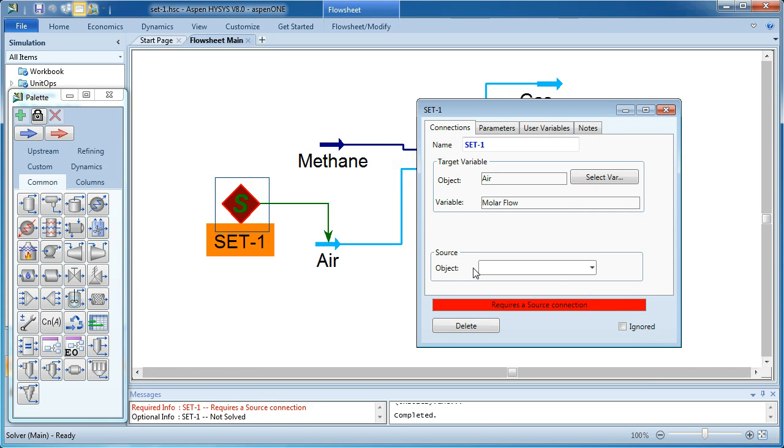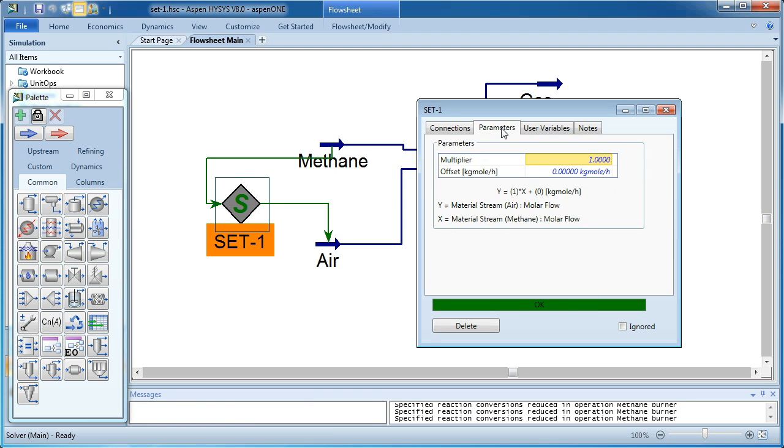Our source, so what we're going to base it on, is the methane flow rate here. So we need to set our parameter. By default, that's set as a multiplier of 1, and it multiplies according to this equation here. So y, the material stream air, the molar flow of air, is equal to this multiplier multiplied by the molar flow of methane. So the number that we need here, in the balanced combustion of methane, we need 2 moles of oxygen for every 1 mole of methane.